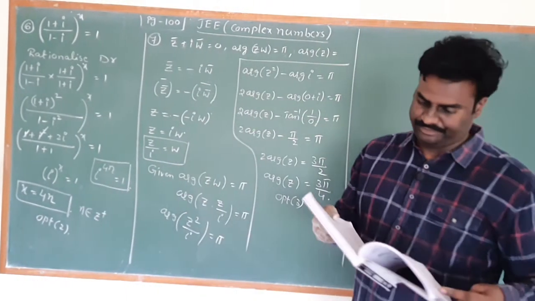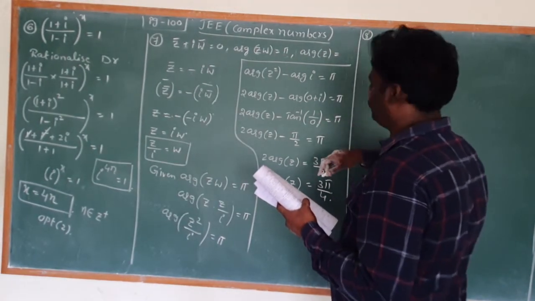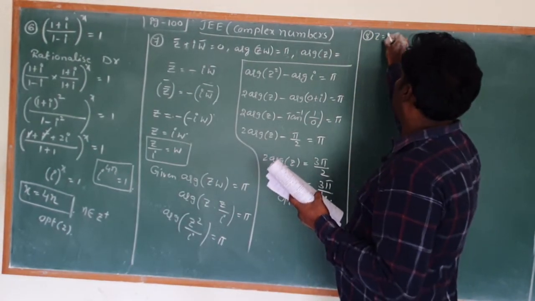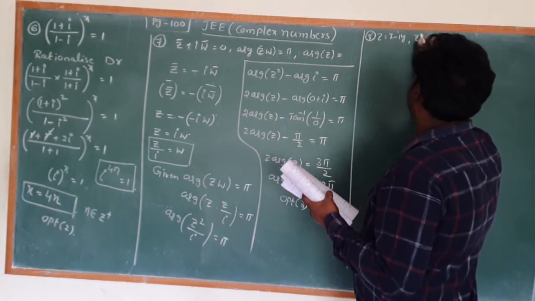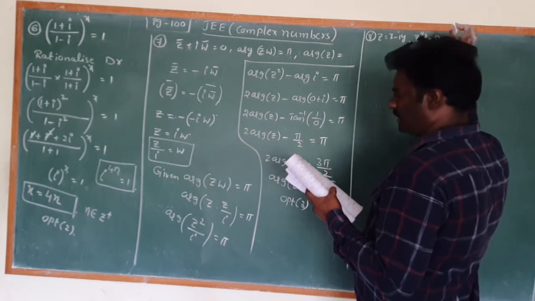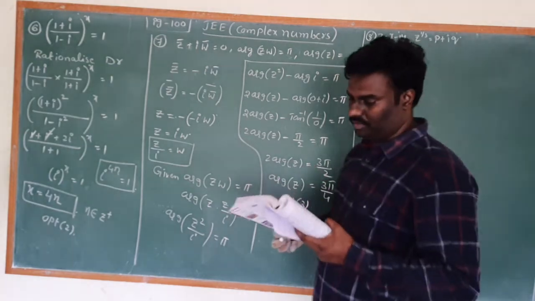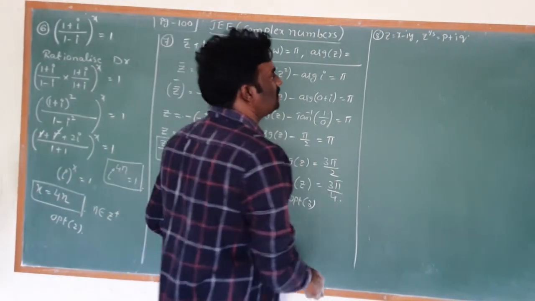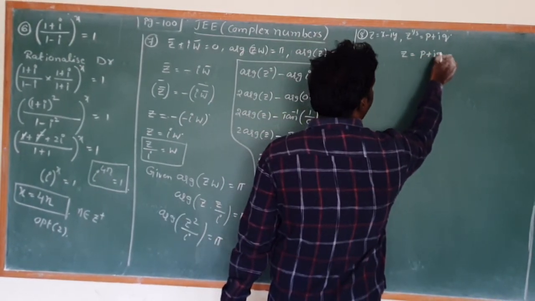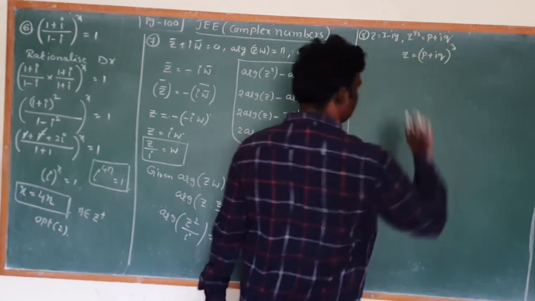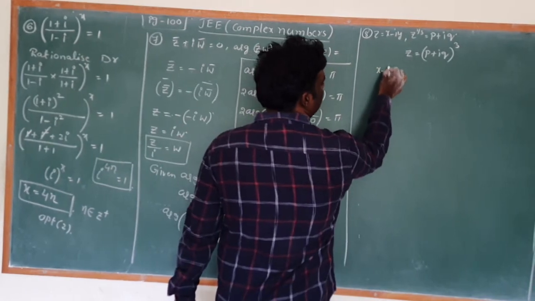Next. Eighth question. Z is equal to x minus iy and z power 1 by 3 equals p plus iq. Okay. So from this we can write z is equal to p plus iq, this 1 by 3 comes to this side and becomes power 3. In place of z we can substitute x minus iy.